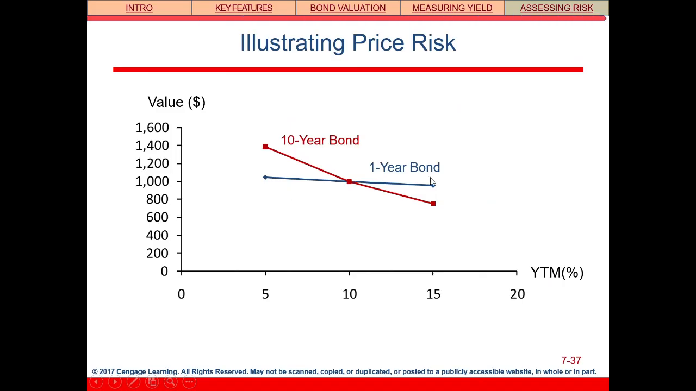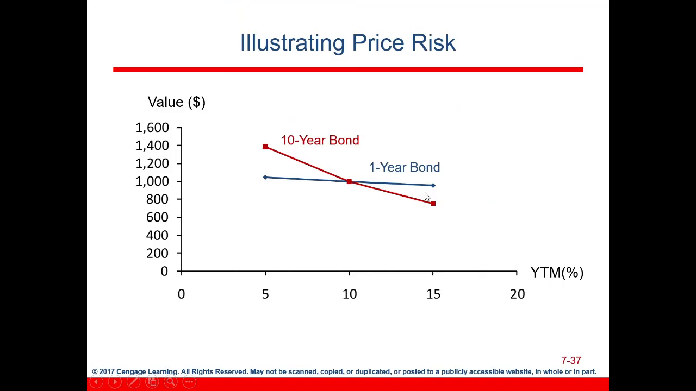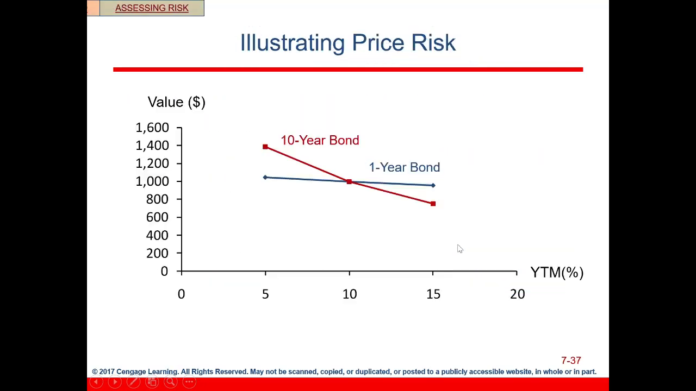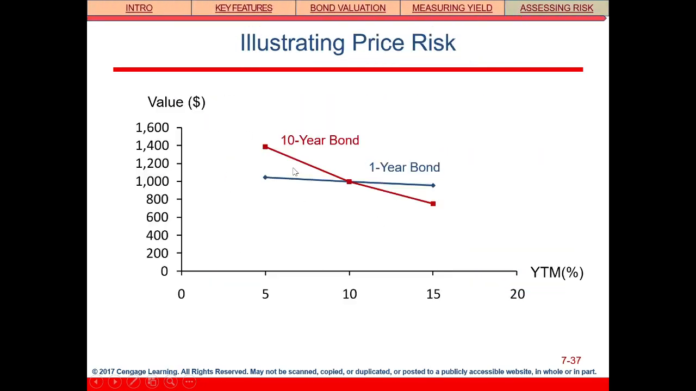So these three numbers here. But for the 10-year bond, the variation is much bigger, from almost $1,400 to $1,000 to $749. So this is the other curve. So you can clearly see for the 10-year bond, the slope is much bigger than the 1-year bond, right? Which means for the same change in the interest rate, the price change for the 10-year bond is much bigger compared to the 1-year bond.